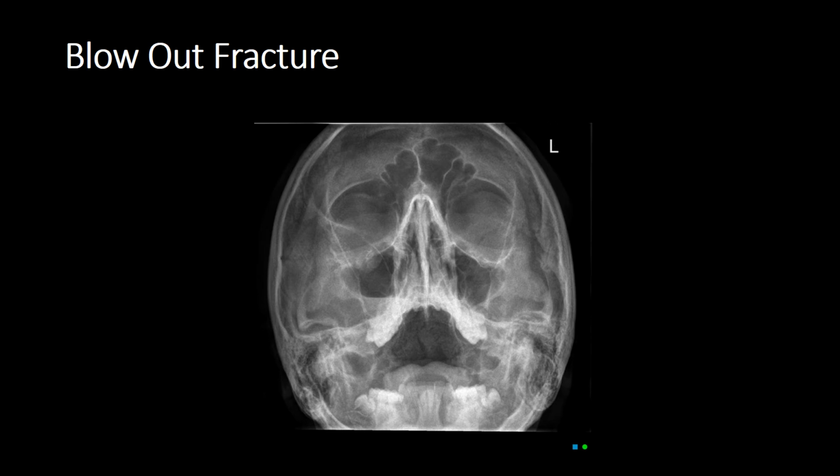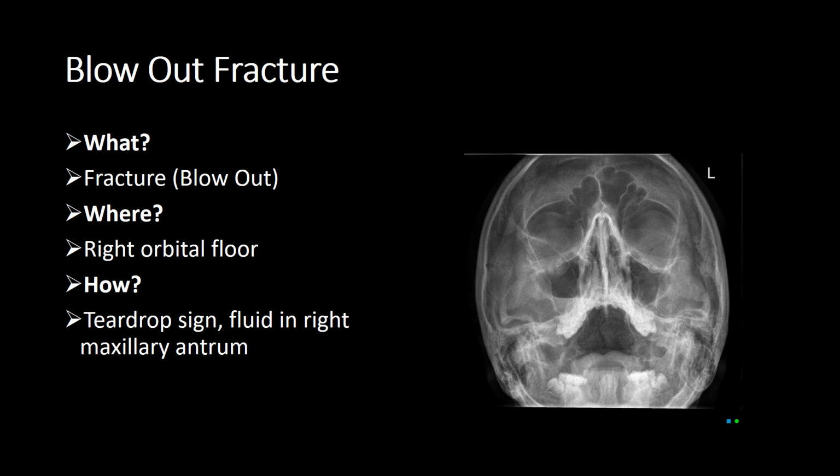Okay, let's move on. So what is it? It's a blowout fracture. Where? Right orbital floor. How? Teardrop sign, fluid in the right maxillary antrum.